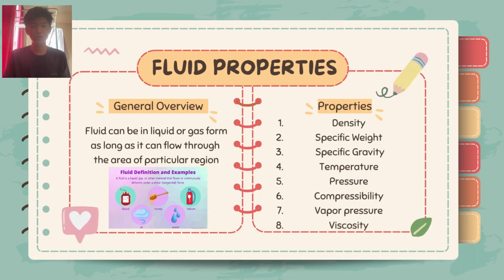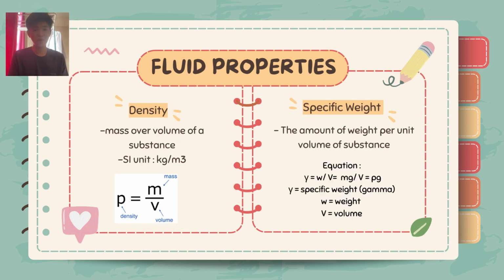Let's move on to fluid properties. Fluid can be in liquid or gas form as long as it can flow through the area of interest or a particular region. Actually, there are many fluid properties. However, I will explain the more important ones with respect to the knowledge of Department of Chemical Engineering. The first one will be density. Density is mass per unit volume of a substance, and its SI unit is kg per meter cube.